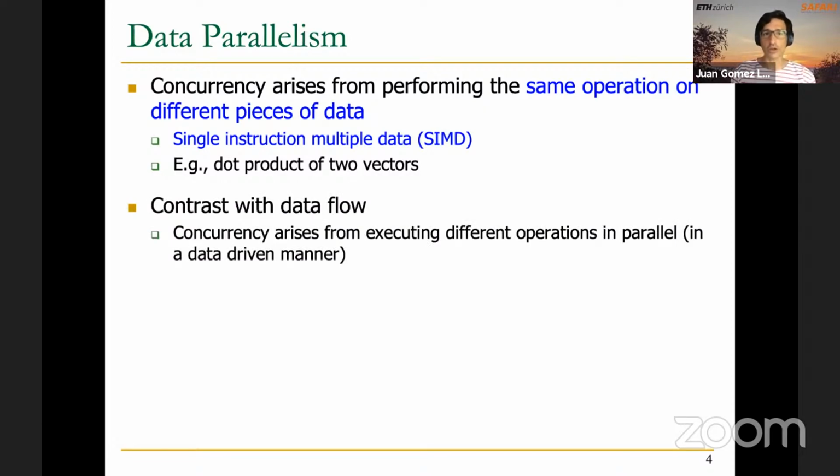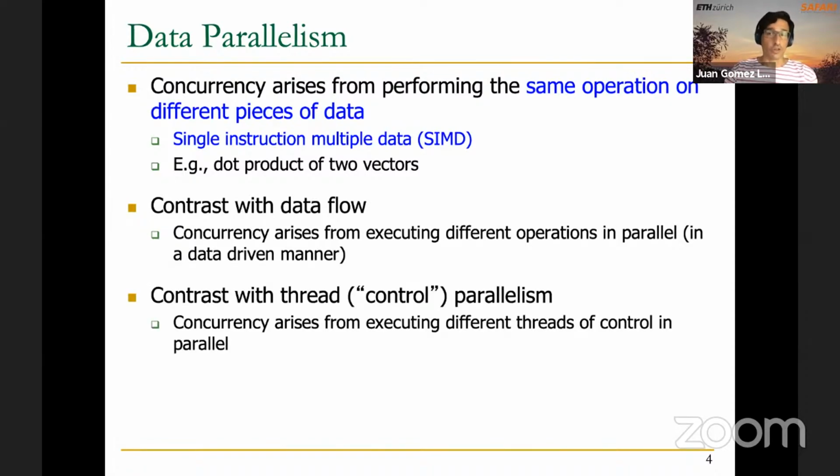There is a contrast here with data flow. In data flow, the concurrency, the parallelism, arises from executing different operations in parallel. It's more like a form of task level parallelism, where we identify different operations that are independent of each other, and they can be executed in parallel on different machines or different devices.